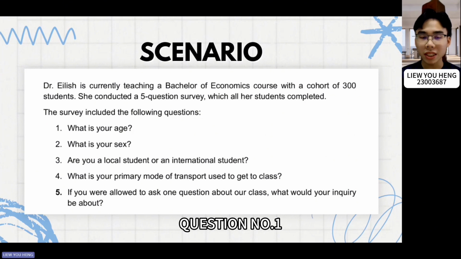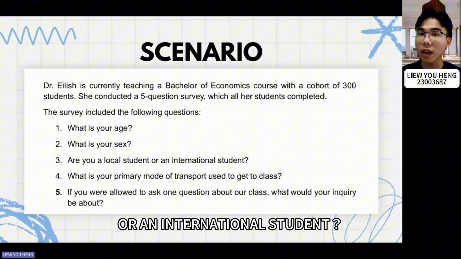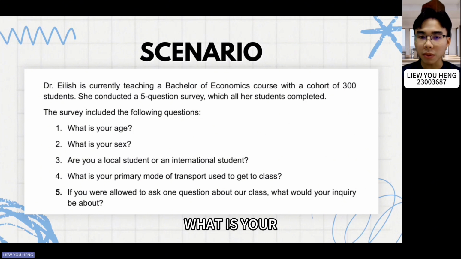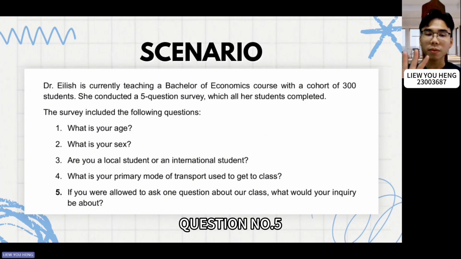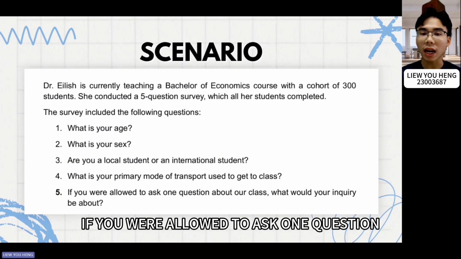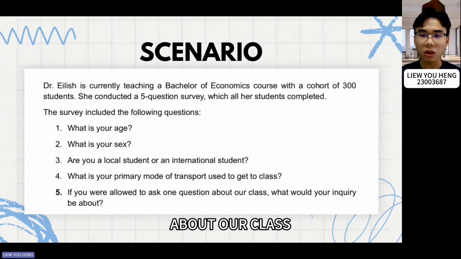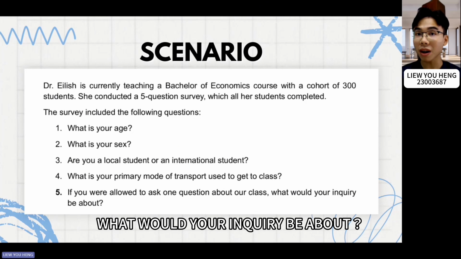Question number 1, what is your age? Question number 2, what is your sex? Question number 3, are you a local student or an international student? Question number 4, what is your primary mode of transport used to get to class? Question number 5, if you were allowed to ask one question about our class, what will your inquiry be about?